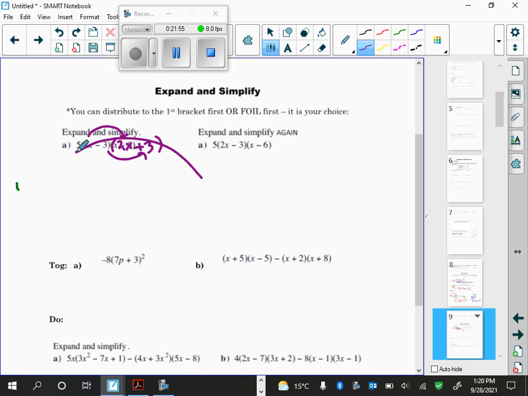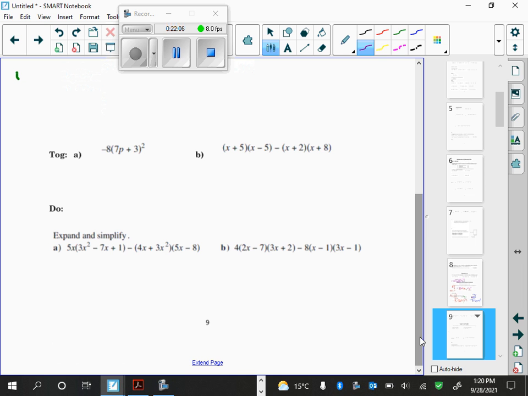Anyways, let's go back to this. And let's do A. And we're going to rewrite that and FOIL or distribute into the first bracket, or you can do the shortcut with that one if you want to. It's up to you. Don't use a shortcut unless it works every time, or almost every time. So I would rewrite this like that, and then your turn.